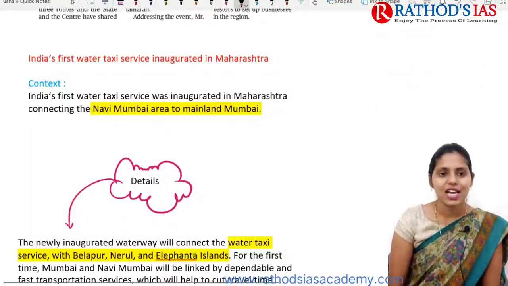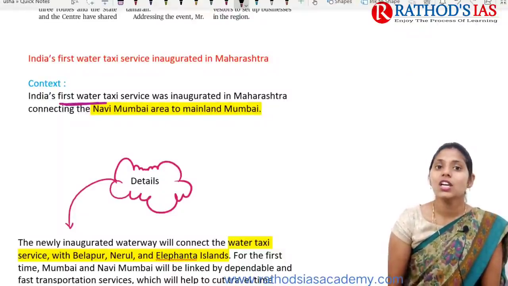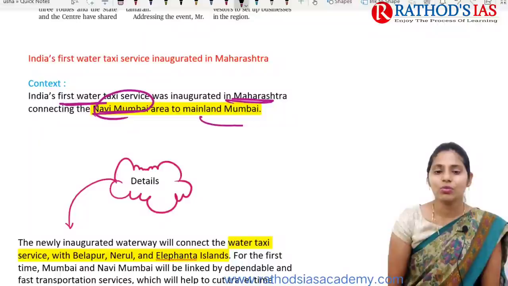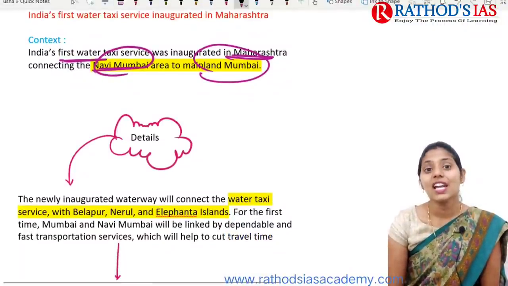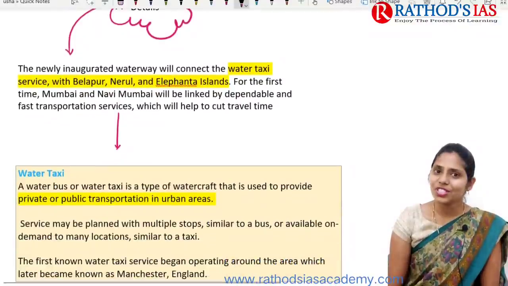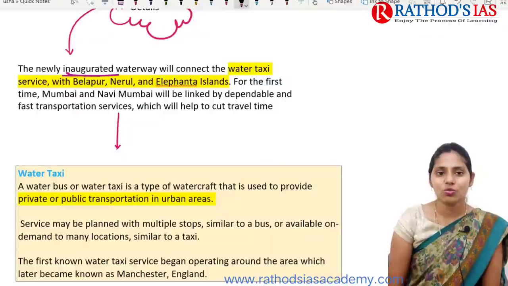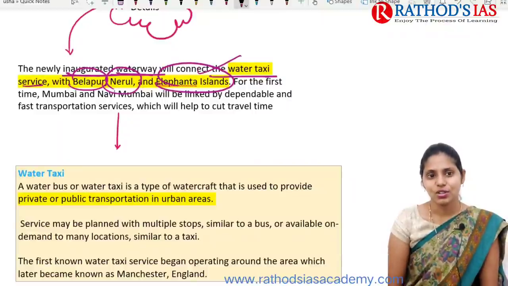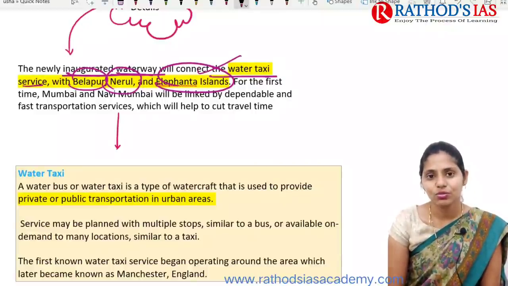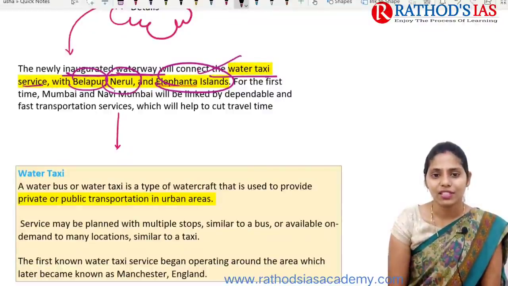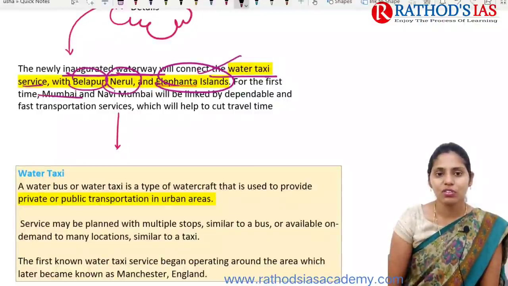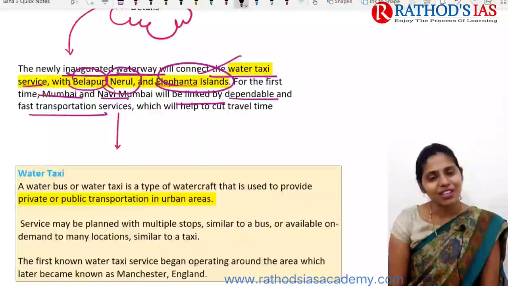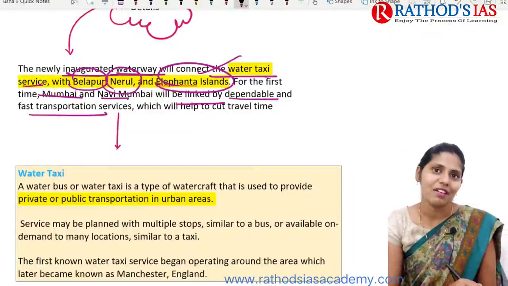If you see the context, it mainly says that India's first water taxi service was inaugurated in Maharashtra, which mainly connects Navi Mumbai to mainland Mumbai. If you see the details, the newly inaugurated waterway will connect the water taxi service with Belapur, Nerul, and the Elephanta Islands. So for the first time, Mumbai and Navi Mumbai will be linked by a dependable and fast transportation service. Whenever we have fast transportation, that helps to reduce travel time as well.